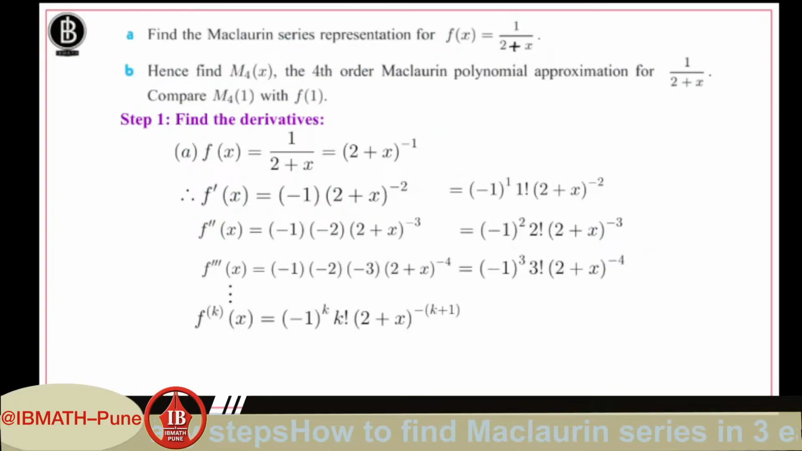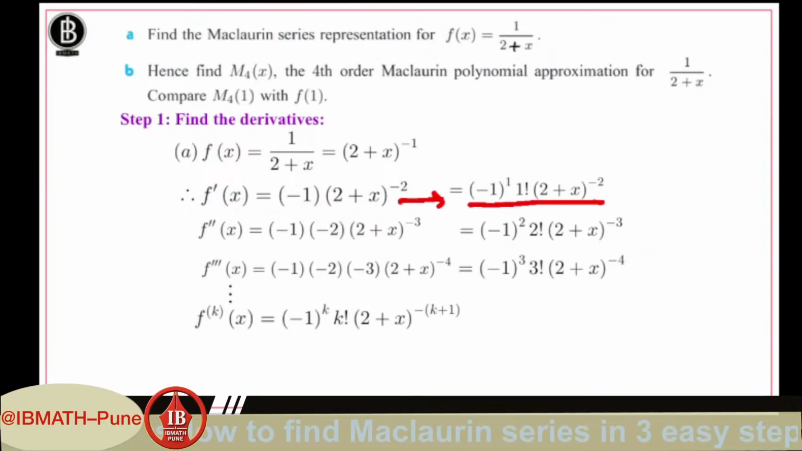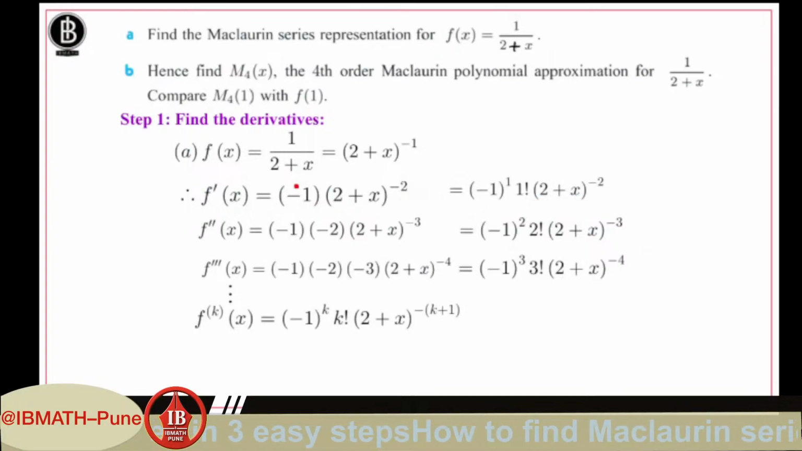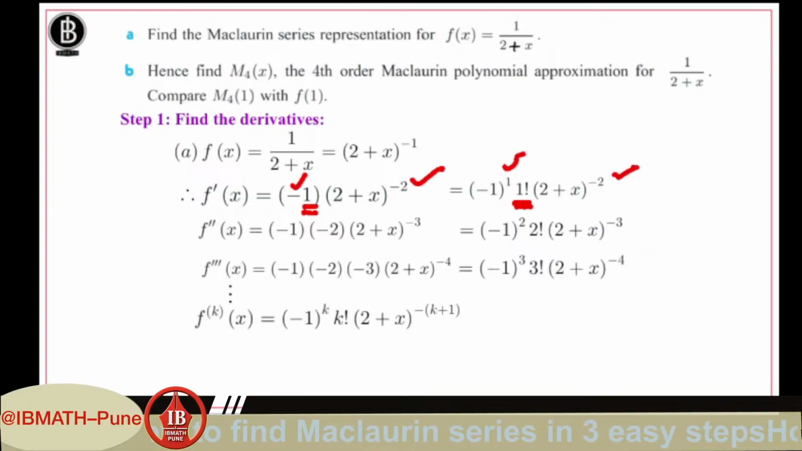I hope you know all this. And that can be written as a pattern here. So why am I writing like that? So that I can write a general rule or general formula or general pattern for the nth order derivative or kth order derivative. So minus 1 is 1 time, so minus 1 to the power 1. And then this number 1 is multiplied, so 1 factorial. Power negative 2 remains as it is.